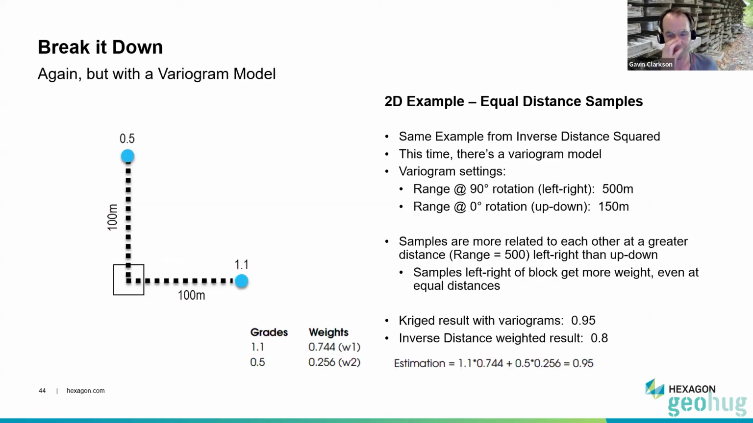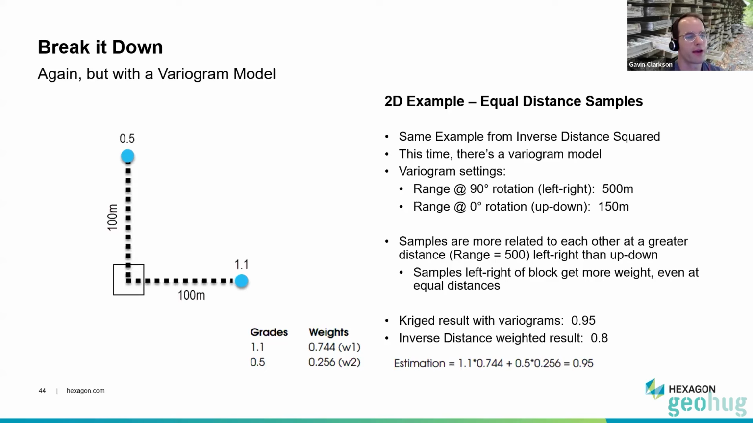So using what we've learned, let's try this estimate again, except this time we're going to Krige it using a variogram model. So remember this example with inverse distance, it just ended up being a straight average. They were spaced equally. Inverse distance only cares about spacing, it doesn't care about direction. So this just ended up both being weighted evenly.